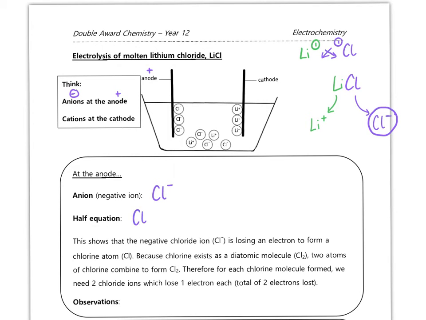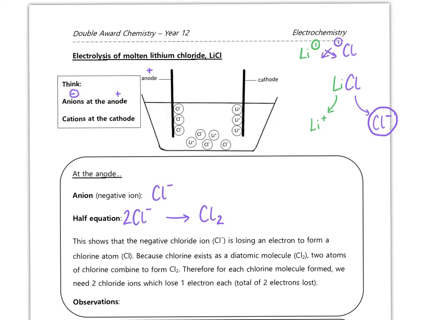So it starts as Cl-, and we want it to form Cl. But we know that chlorine atoms don't exist on their own. They exist as a diatomic molecule, Cl2. So how many chloride ions will I need to form chlorine? I'll need 2 of them.